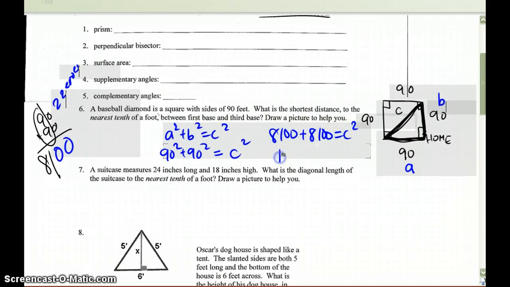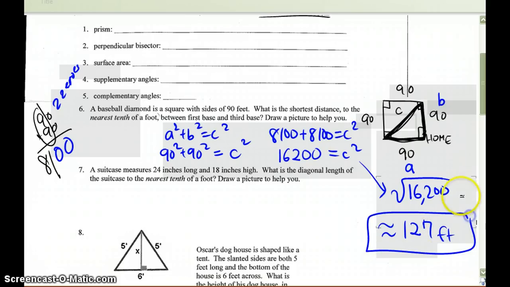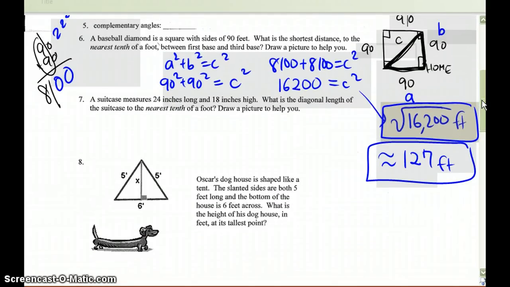And then when I add those two, I get 16,200, and that's equal to C squared. And if I need my calculator to help me, that might be beneficial to you. But you are looking for the square root of 16,200. Now that will be pretty close to 128, actually 127, and I know that's a very large number, feet, but you may leave it just as the square root like that. Now that's not a simplified square root. However, for the purpose of helping us find Pythagorean theorem, that's just fine.